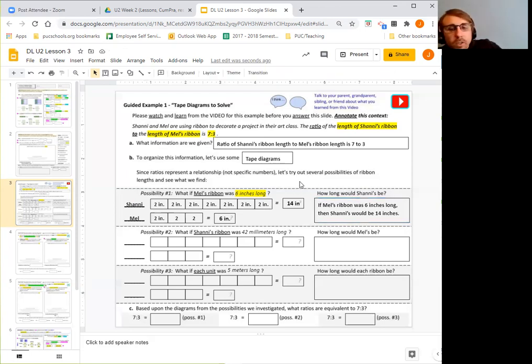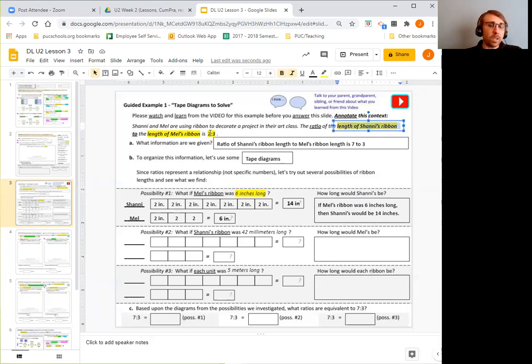Okay, so hopefully you've had a chance to type in your answers to possibility 1. Now we're going to look at another possibility. The ratio is still the same. Shani's ribbon is 7 units and Mel's ribbon is 3. So I'm still going to type Shani here and Mel here for the 3.